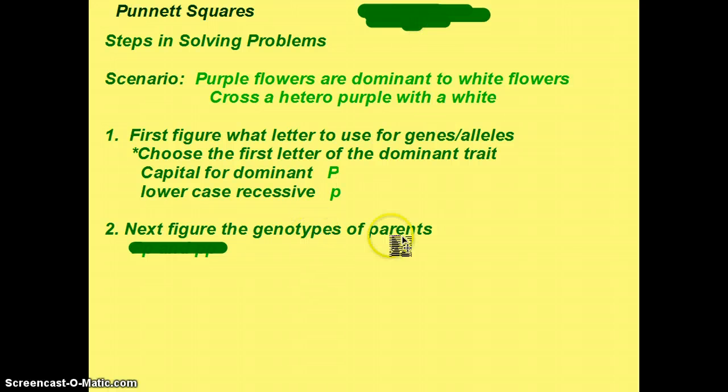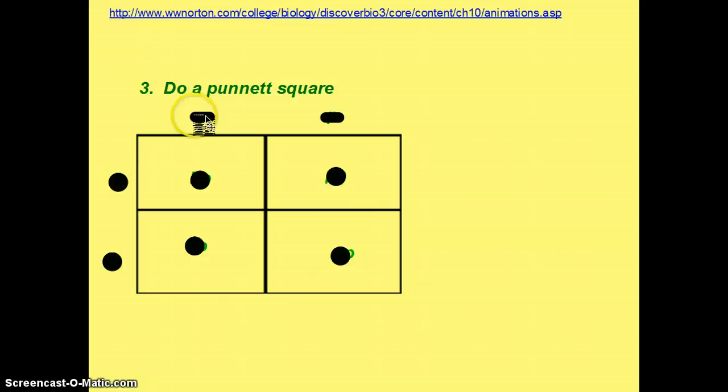Next, we have to figure out what are the genotypes of the parents. If I'm going to cross a hetero purple, that means I'm going to cross a genotype of capital P, little p, and the homozygous white, because in order to be white, you have to be homozygous recessive. So setting up the Punnett square, here's my first parent, here's my second parent.